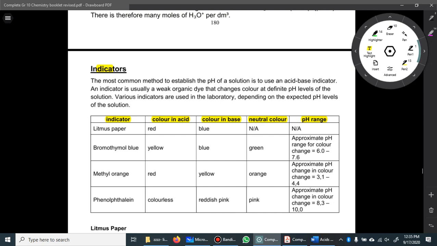If you had litmus solution, the paper obviously you'll know doesn't show you the neutral color, but if you have litmus solution, it will turn purple in the neutral color. So you can write that there for a litmus solution. Bromothymol blue is yellow in an acid, blue in a base, and green in a neutral color. You'll see the neutral color is basically those two colors added together. Then methyl orange is red in an acid, yellow in a base, and orange in neutral. And phenolphthalein is colorless in an acid, reddish pink in a base, and pink, some books will say light pink in a neutral solution. So take a few minutes and write that down.